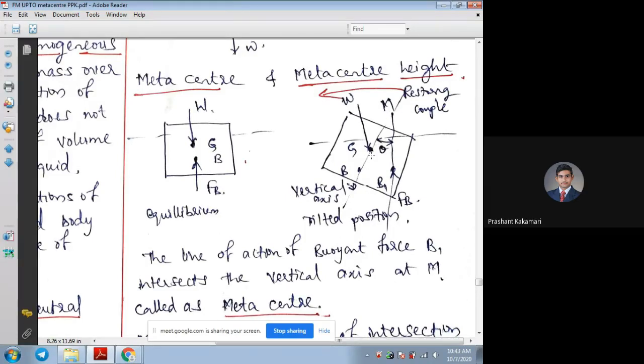So whenever you solve the problem, even if G is below B, G to M we are calling the metacentric height. And if B is above G, say for example B is near to M, then B to M we are calling the metacentric radius. Okay, so metacentric radius is what? The distance between the buoyancy point and the metacentric point. The distance between center of gravity, any position on this side, any point if you consider, from that point to the metacentric point is the metacentric height.